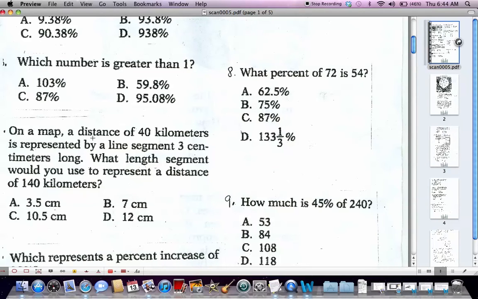This is number four. On a map, a distance of 40 kilometers is represented by a line segment 3 centimeters long. What length segment would you use to represent a distance of 140 kilometers? Okay, so this is scale factor, and you need to write a proportion. 40 kilometers represent 3 centimeters, so we need to know what length would you use to represent 140 kilometers. Create a proportion, and then solve for x, okay? So is it 3.5 centimeters, 7 centimeters, 10.5 centimeters, or 12 centimeters?